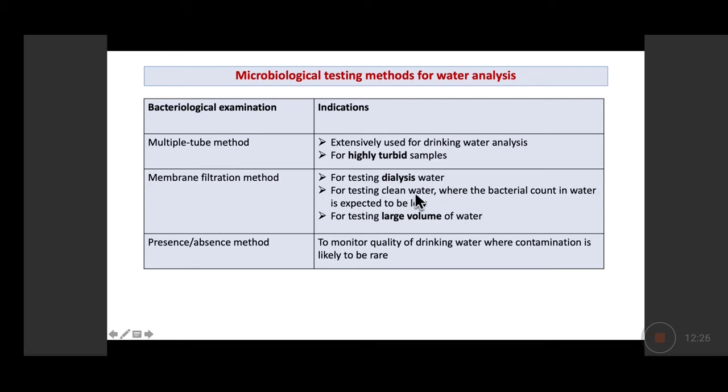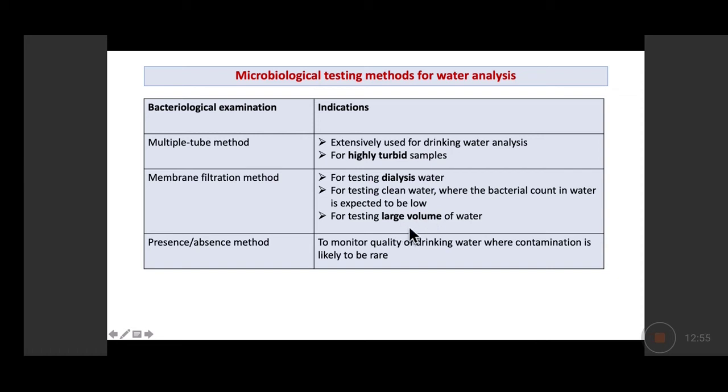And as I told you, in environmental surveillance it is generally not recommended, but this is the exception, in which the testing of dialysis water is periodically done. So the preferred method is the membrane filtration method. Now, the membrane filtration method can also be used when the bacterial count in water is expected to be low, and also when we want to test a large volume of water.